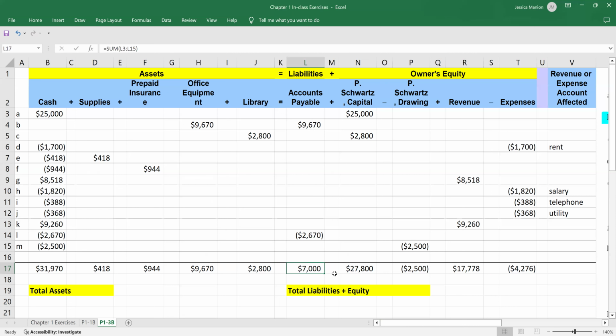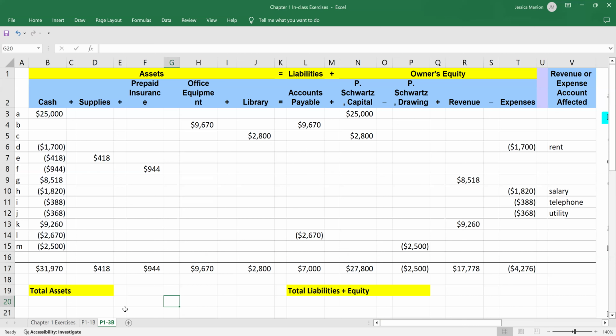We can see here's that balance of 7. And if we were to double click on that, it would show us that it's summing up or adding up that column. Same thing here, right? It's adding up that column. Same thing here, right? So that's a nice function in Excel.